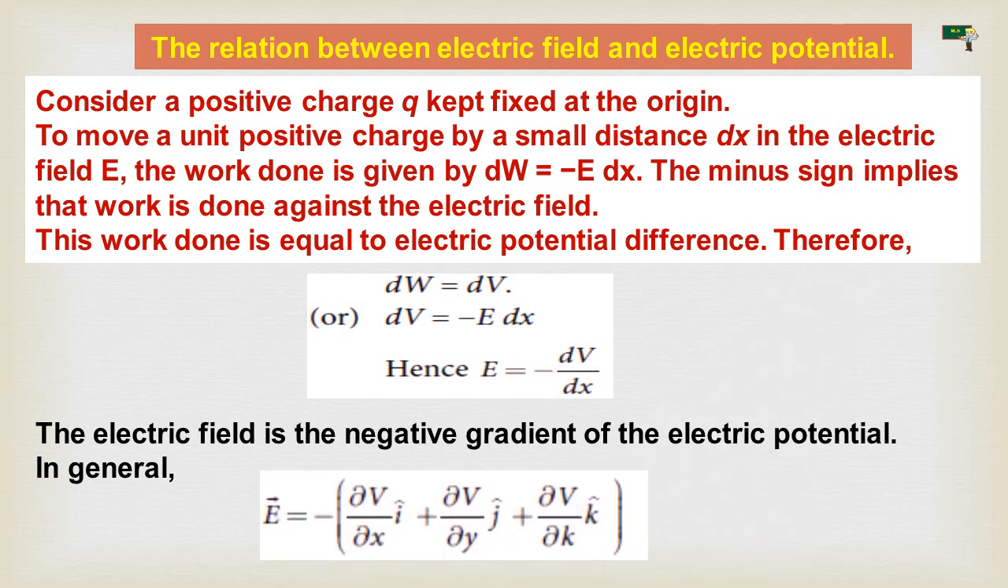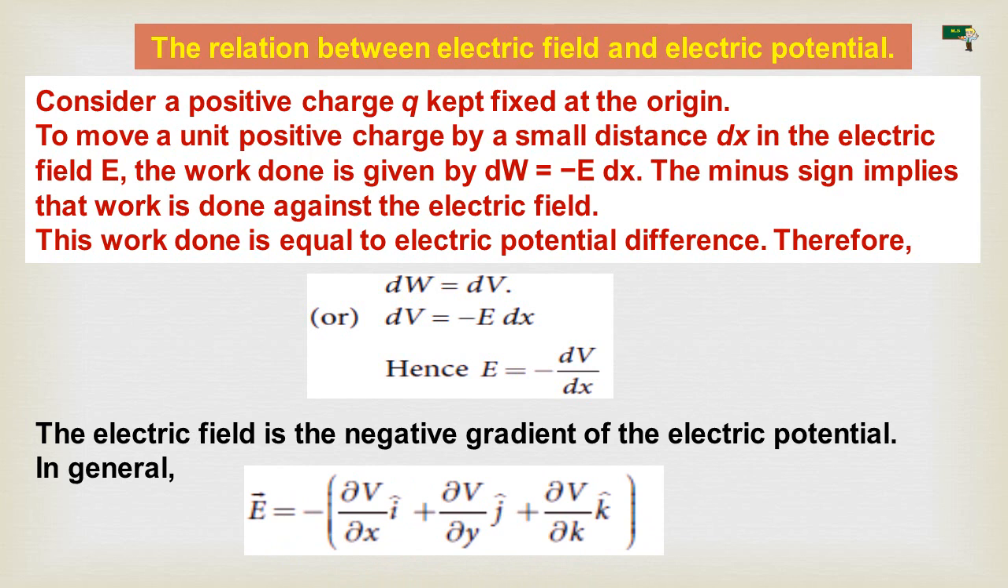And in general, the E vector is equal to minus (derivative of V with respect to x into i cap, plus derivative of V with respect to y into j cap, plus derivative of V with respect to z into k cap).